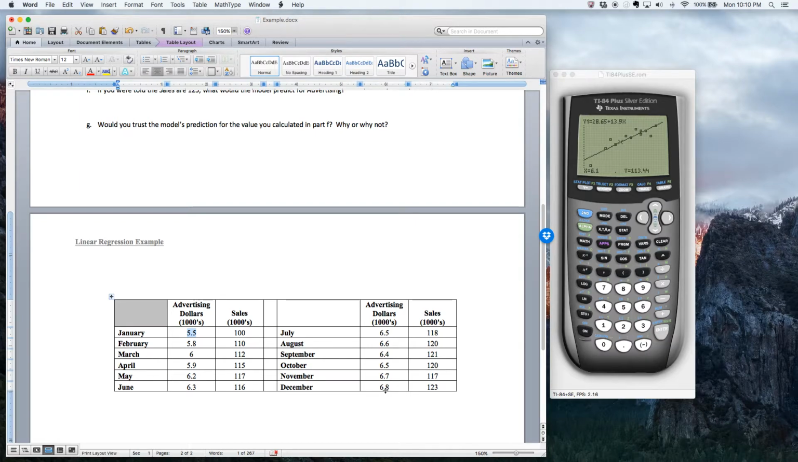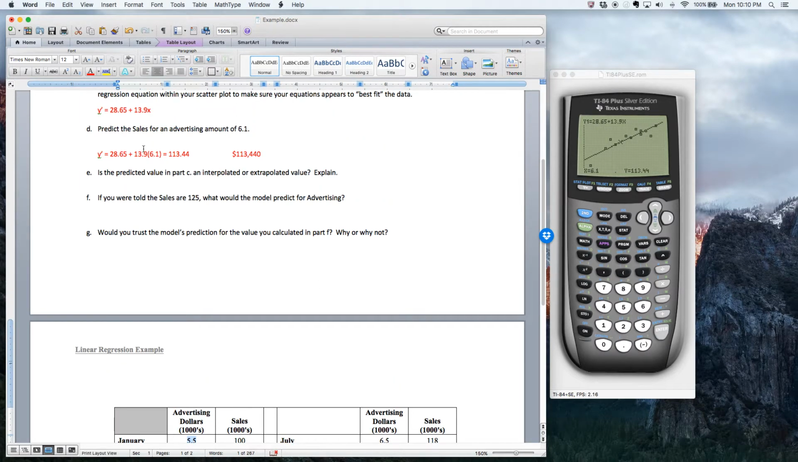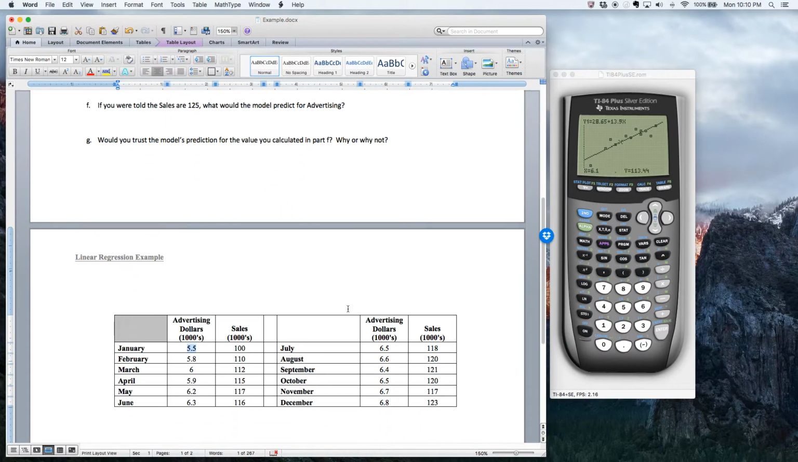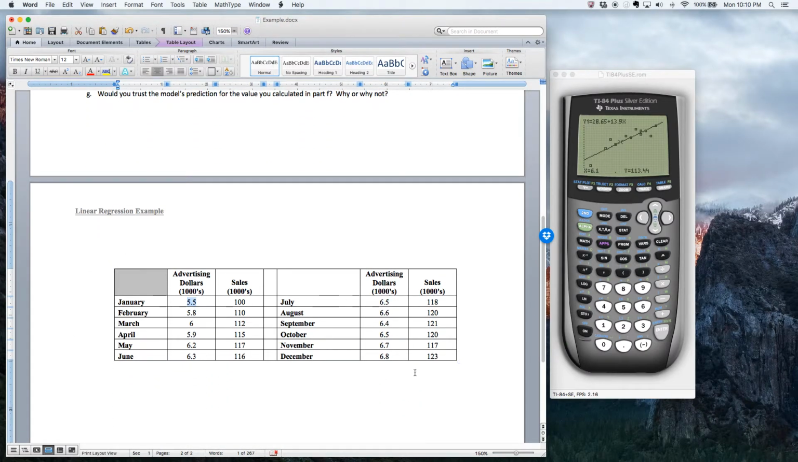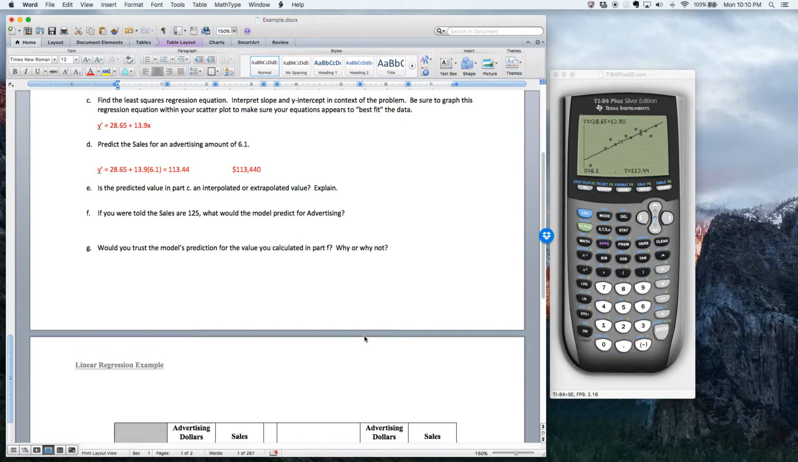So in other words, I feel comfortable using this regression equation to make that prediction because of that. Now, when you do that, that's called interpolated. In other words, inter meaning within. So the 6.1 is within the high and low values. So we feel safe doing this. So is this value in part C interpolated or extrapolated?